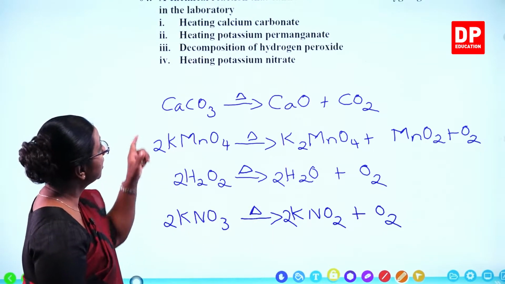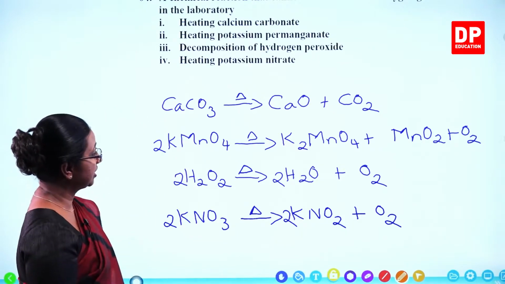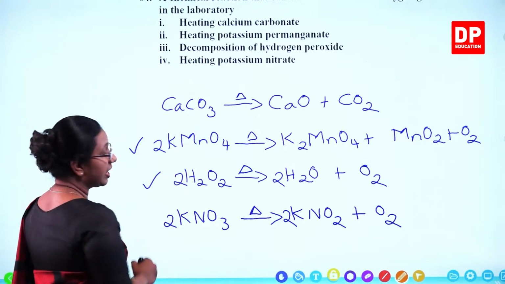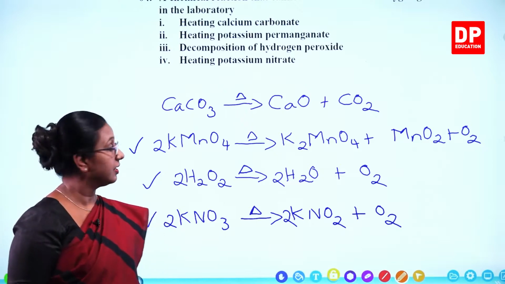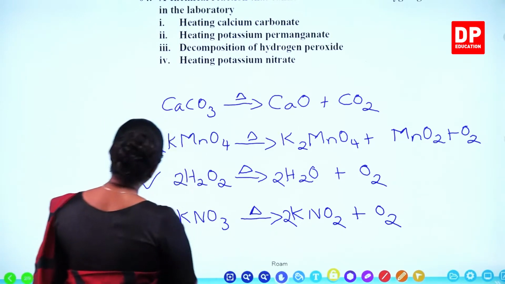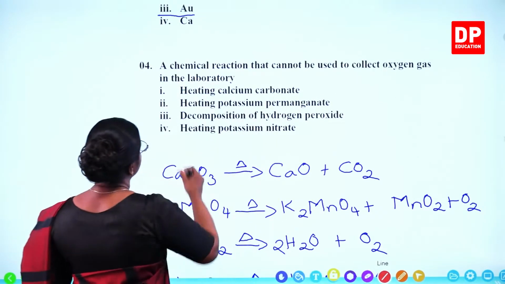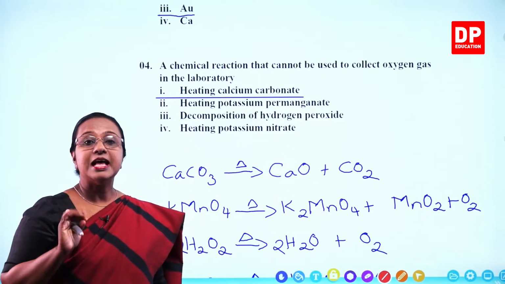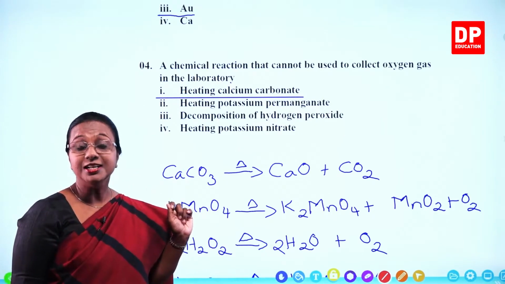What was the question? A chemical reaction that cannot be used to collect oxygen gas. So you can use potassium permanganate, you can use hydrogen peroxide and you can use potassium nitrate. But you cannot use calcium carbonate. So that is the reaction that does not give oxygen. So heating calcium carbonate. Is that clear, students? So with that, I will move on to the next question.